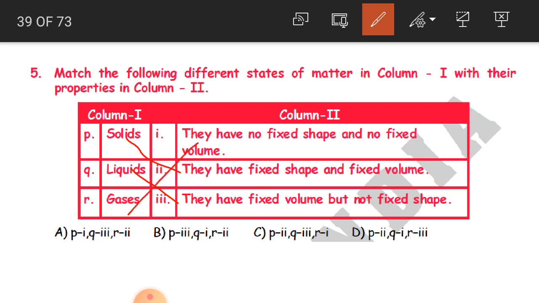Gases have no fixed shape and no fixed volume. You cannot see gases in a fixed shape. So what will be the answer? A, P1, Q3 and R2. This is our answer. Clear, children?